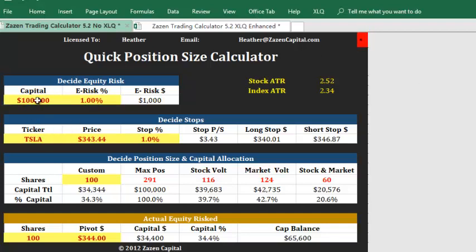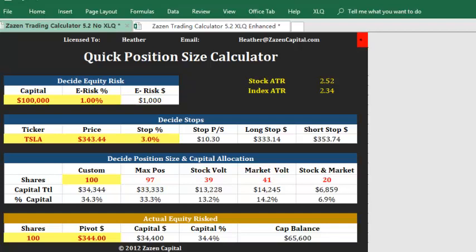You can enter the amount of capital you have, the percent of that capital you want to risk. Say you have $100,000, you want to risk 1%. That allows you to lose up to $1,000 a trade or to risk $1,000 a trade.